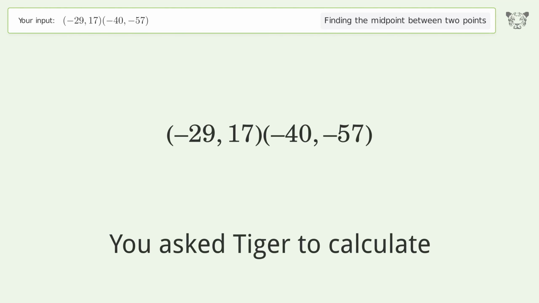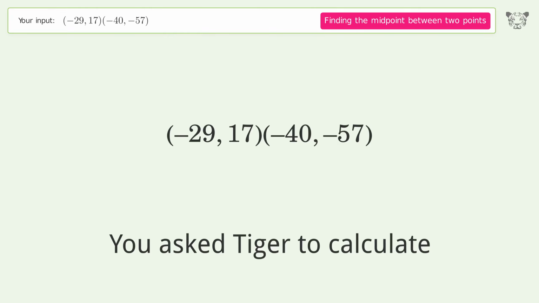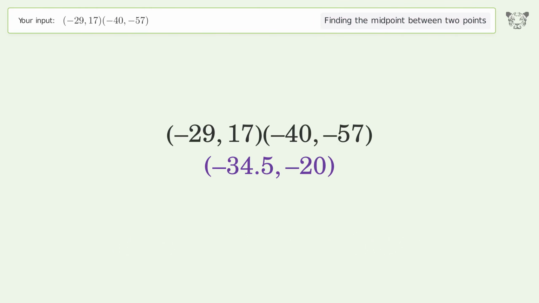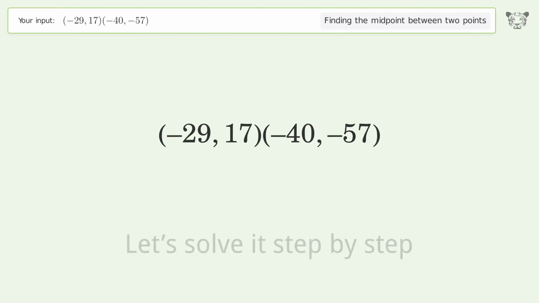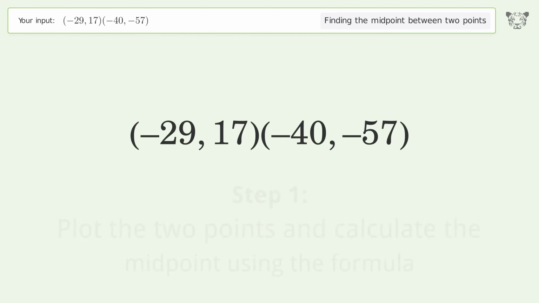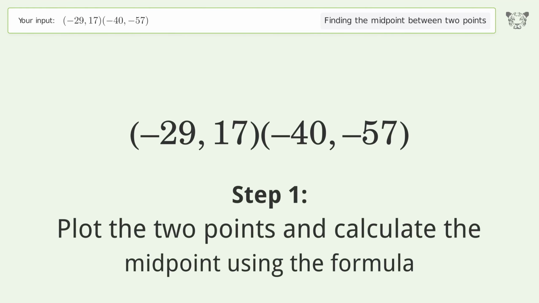You ask Tiger to calculate. This deals with finding the midpoint between 2 points. The midpoint between the 2 points is -34.5, -20. Let's solve it step by step. Plot the 2 points and calculate the midpoint using the formula.